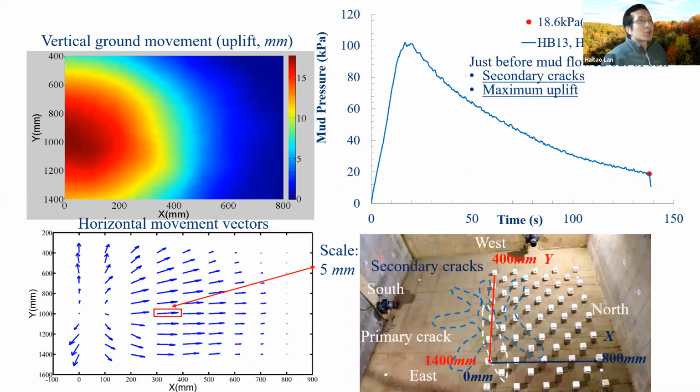When the mud pressure dropped to around 19 kPa, the moment just before mud flowed out of the soil, you can see several secondary cracks developed from that primary crack, and ground movement reaches the maximum value. It's about 16 millimeters in the center of the pit, and the horizontal movement is about 5 to 7 millimeters.